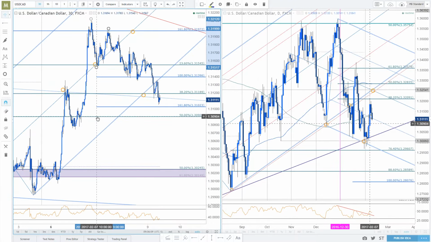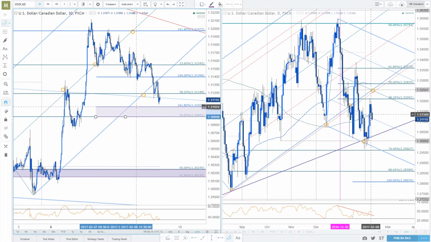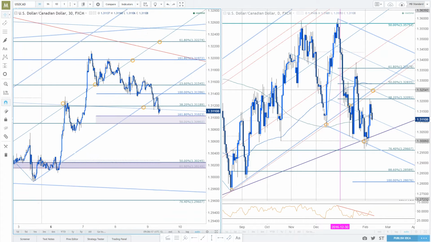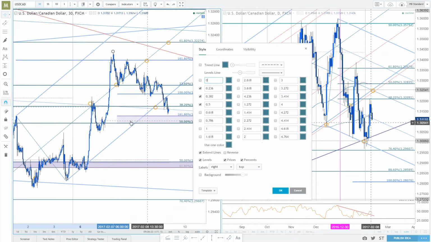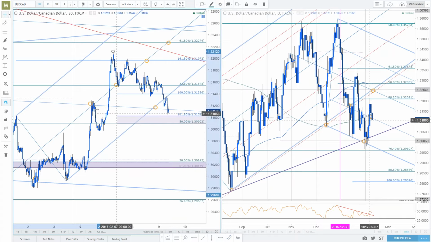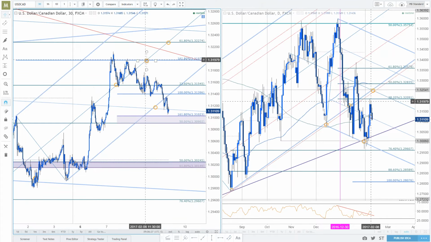Watch this zone for support. It's 139 into 131, a 10 pip zone. Just watch that for support near term. Let's get rid of this 38.2. Clean this up a little bit.